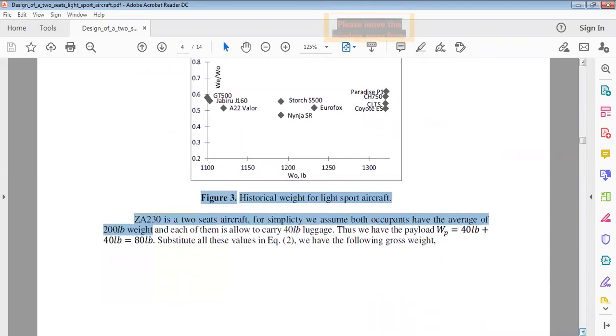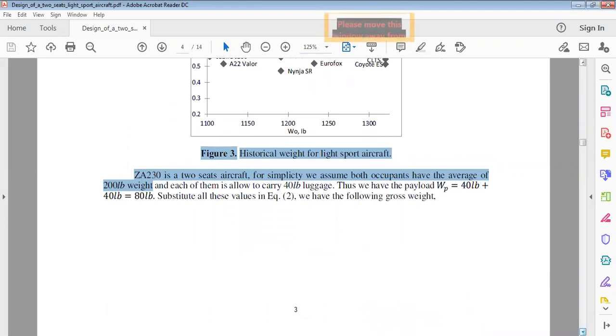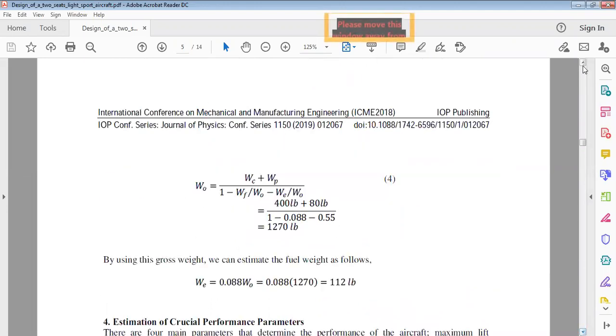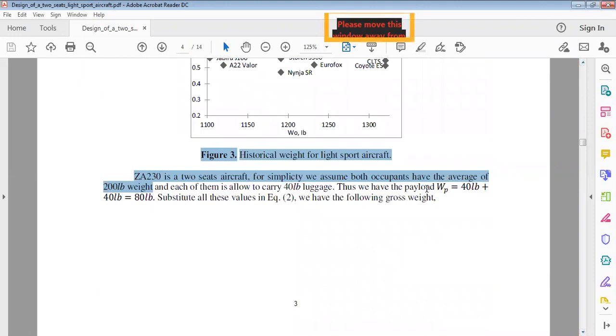The ZA 230 is a two-seat aircraft. For simplicity, we assume that both occupants have an average weight of 200 lb, and each of them carries 40 lb of luggage. So therefore WP is 40 lb plus 40 lb, and the total will be 80 lbs.